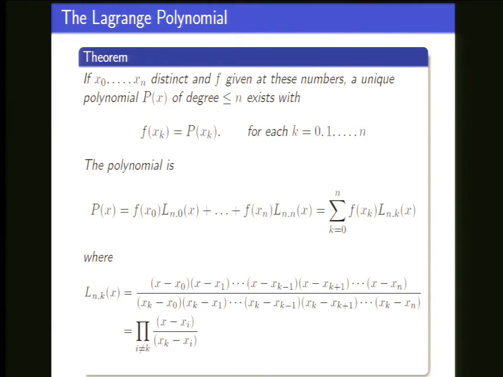N is equal to 1. Okay? So here you're going to have 2 points, x0 and x1. And now in words, we're going to have 2 Lagrange polynomials, L of 1, 0 and L of 1, 1. Let's look at L of 1, 0. In words, it is the polynomial that is equal to 1 at the first point and 0 at all the other ones.